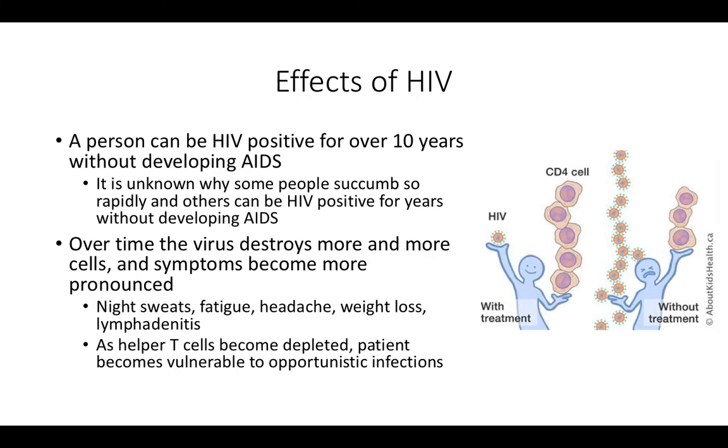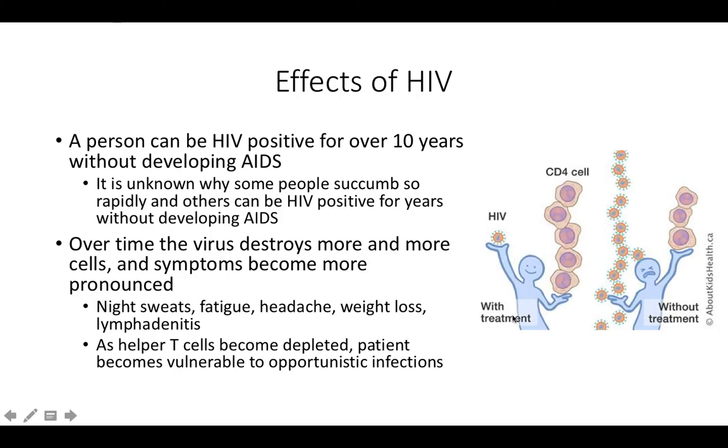So the effects of HIV: a person can be HIV positive for over 10 years without ever having developed AIDS, and it's really not understood why that happens, why some people succumb so rapidly and others can be HIV positive for 10 years or so without ever developing the disease. But over time, what happens is the HIV virus destroys more and more of the healthy cells like T cells. So here in this picture we see this labeled CD4 cell. It's just another name for T helper cell.